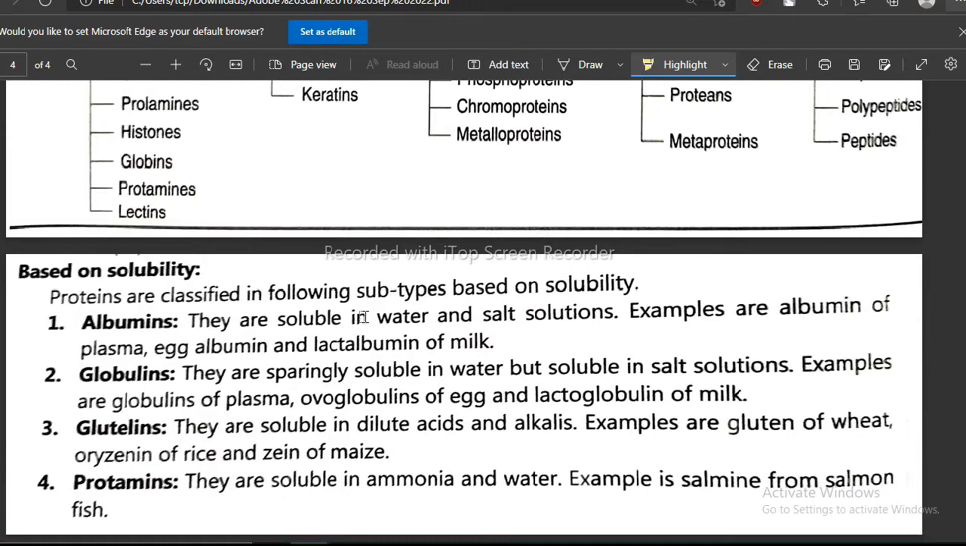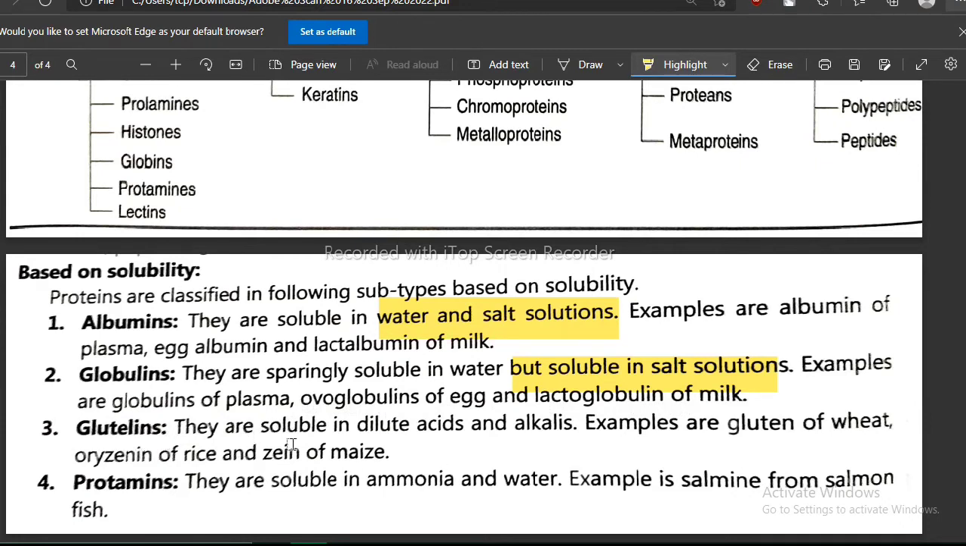Proteins are classified into the following subtypes based on solubility. Very first is albumins. They are soluble in water and salt solution. Examples here are plasma albumin, egg albumin, lactalbumin of milk. Next is globulins. They are sparingly soluble in water but soluble in salt solution. Examples are globulins of plasma, ovoglobulins of egg and lactoglobulins of milk.